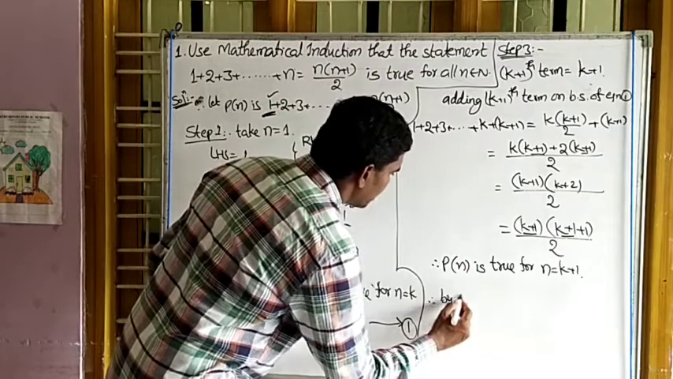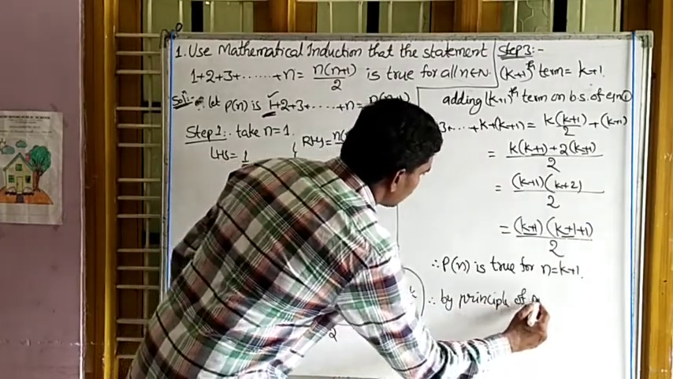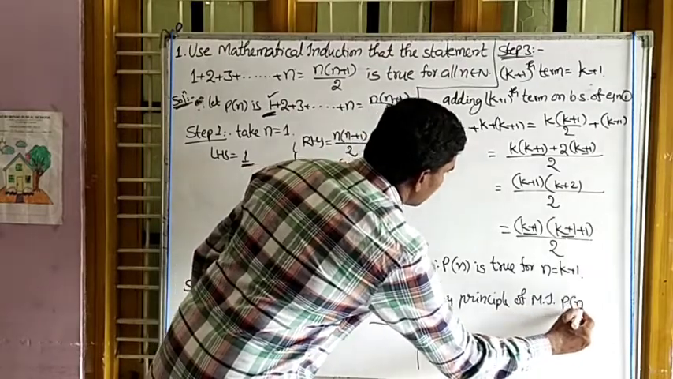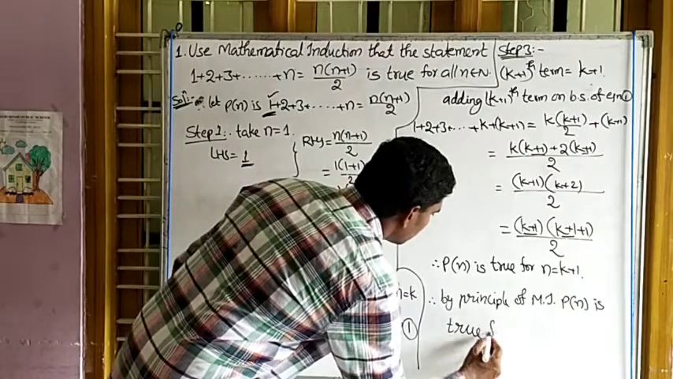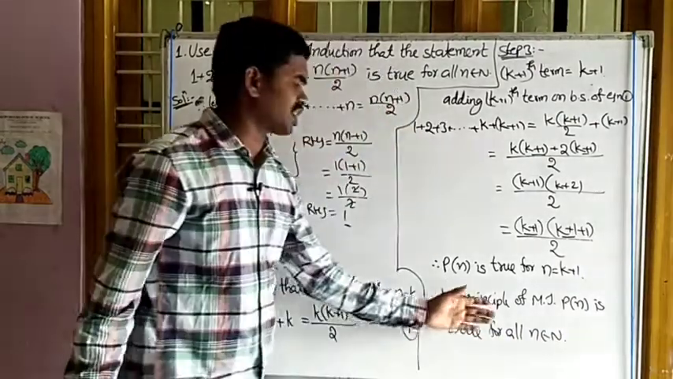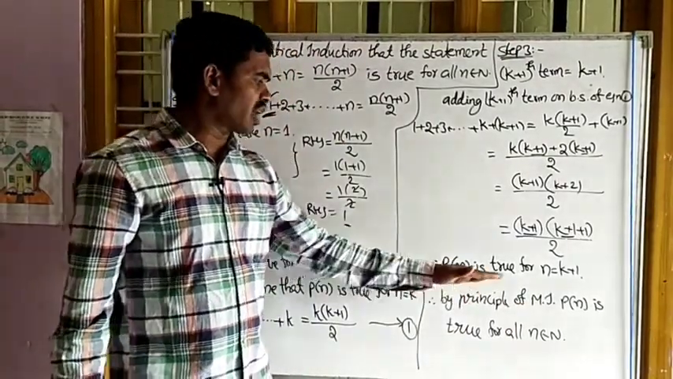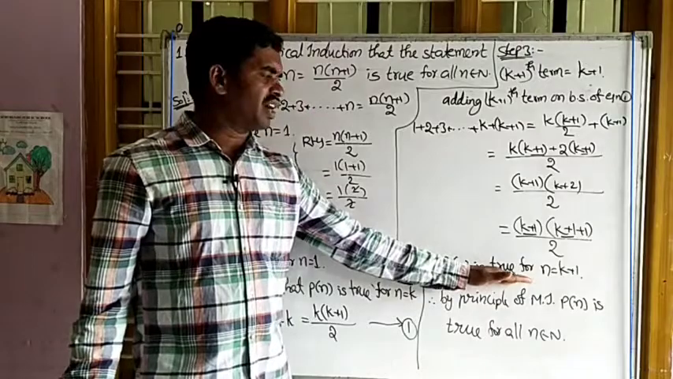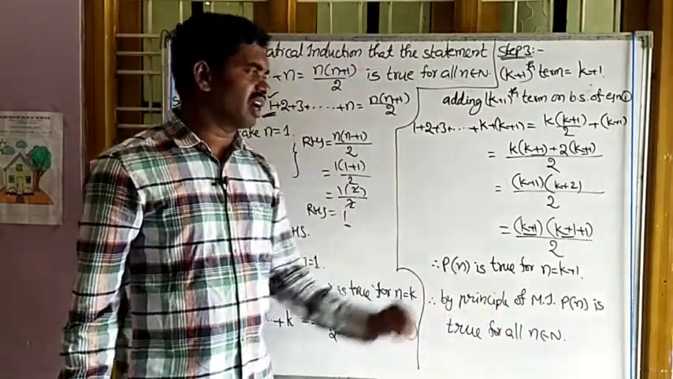Therefore by principle of mathematical induction, p of n is true for all n belongs to capital N. We must write this statement finally. For this last statement also 1 mark. If you write up to here, you will be awarded only 6 marks. Okay? So this is 1 mark. Compulsory we have to write.